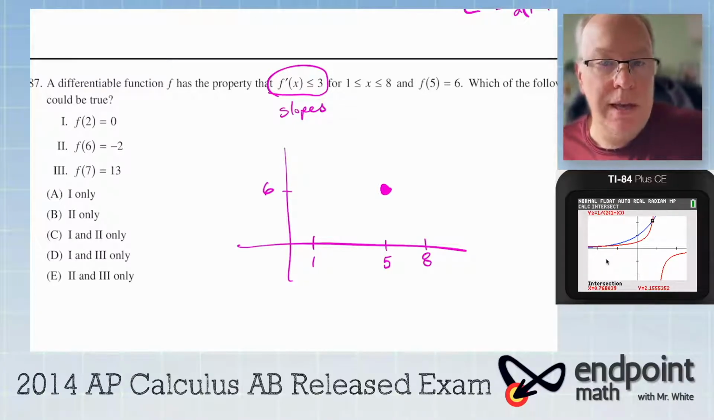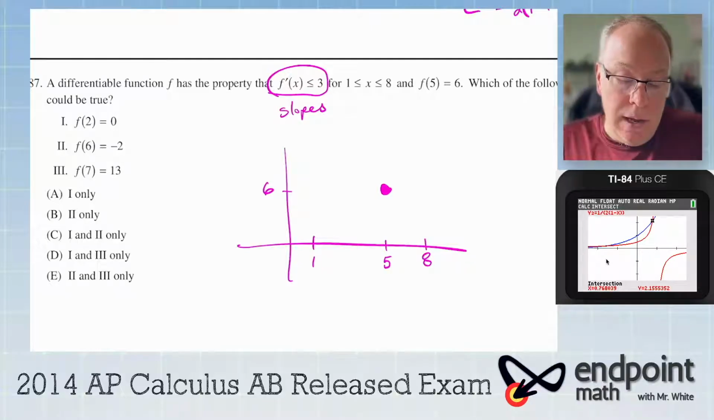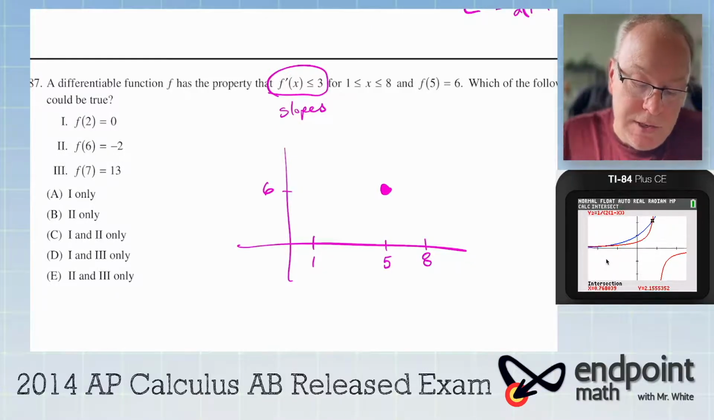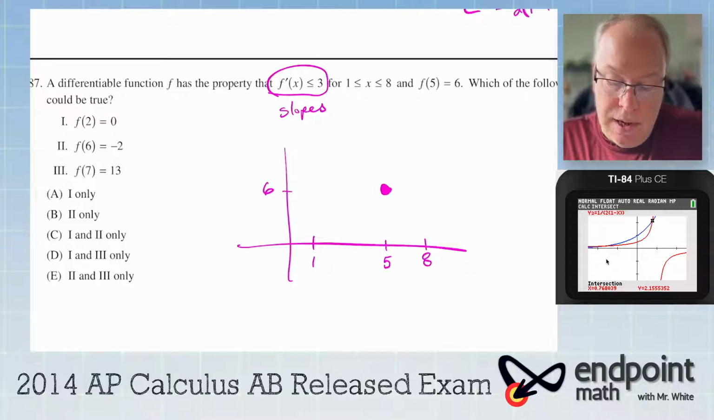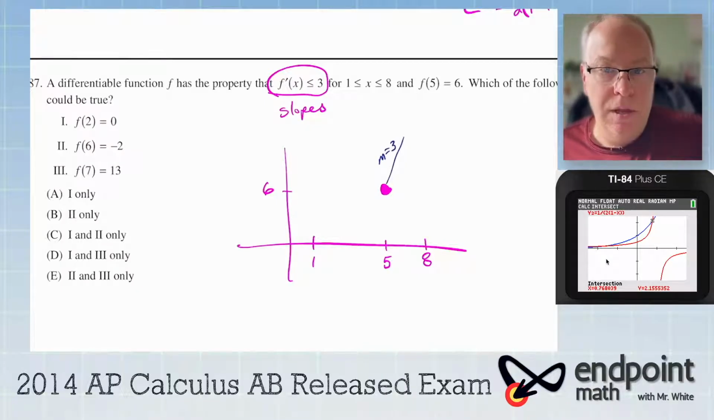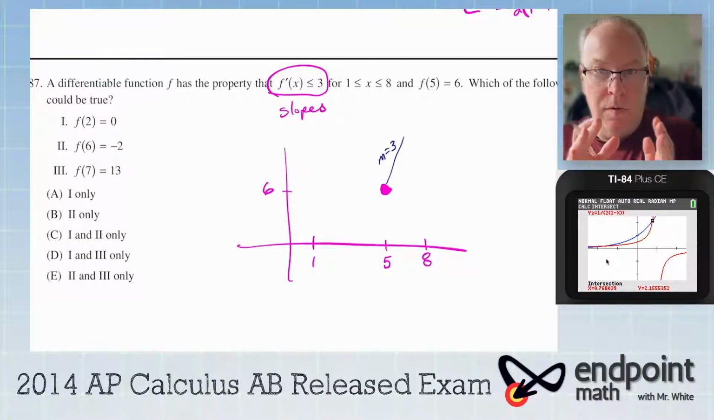Which of the following could be true? Now remember, this function has slopes that are up 3 over 1 at the most. Let me say that again. The slopes on this function are always 3 or less. It can't be steeper than up 3 over 1 at any point in time. Hopefully that makes sense.